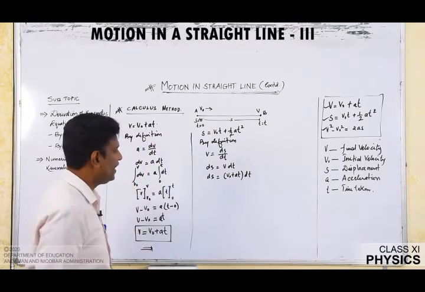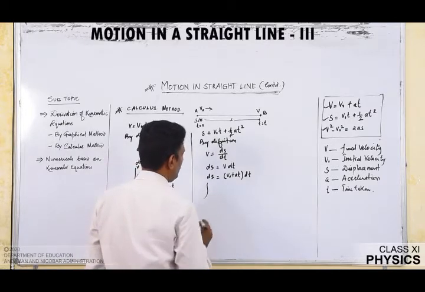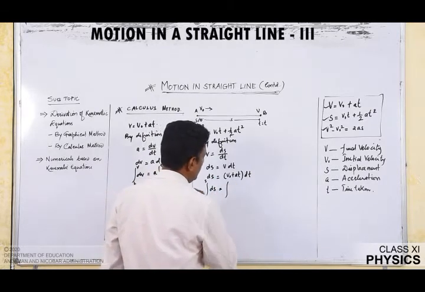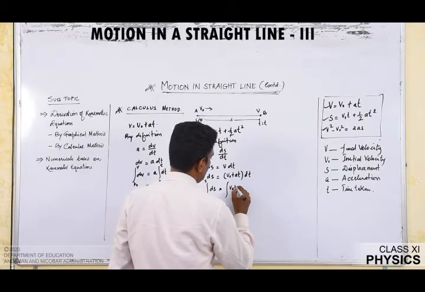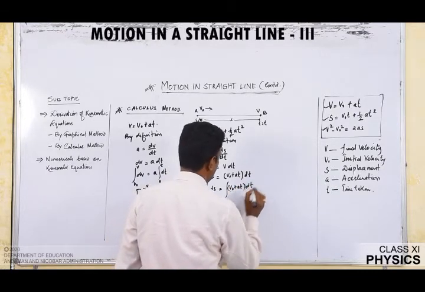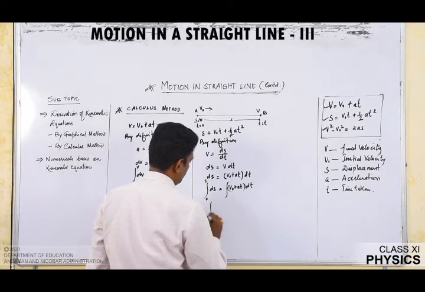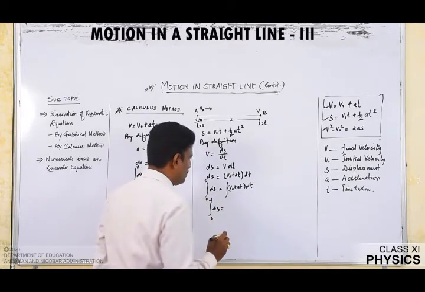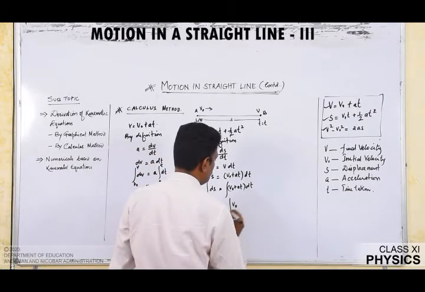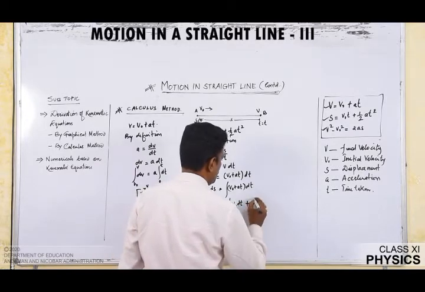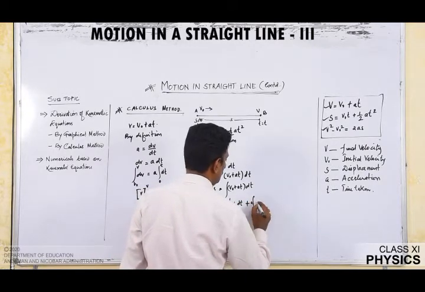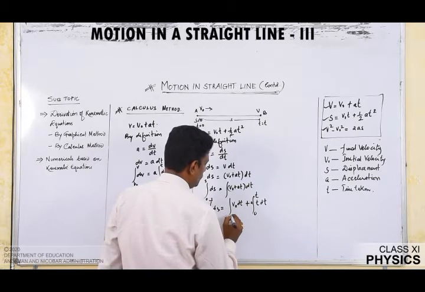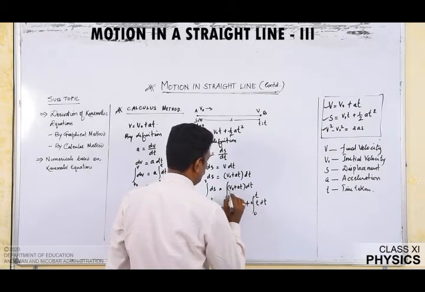Now, we shall integrate both the sides having limit 0 to s for ds and integrating RHS, that is v naught plus at dt. We can further split this, and it can be split and integrated separately. So, integral of v naught dt plus integral of a, taken out, t dt, the limit is 0 to t.